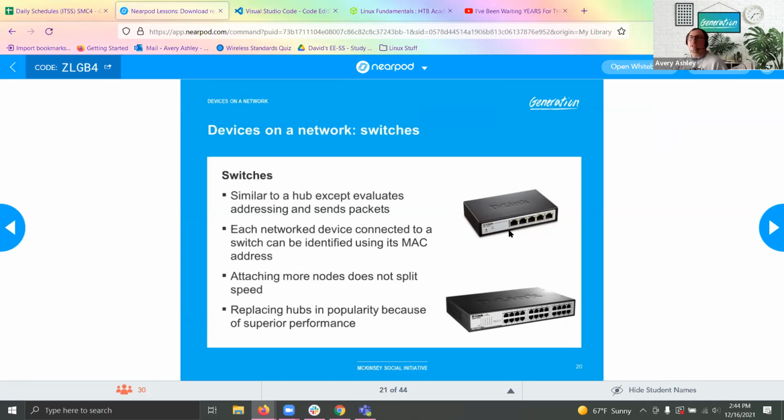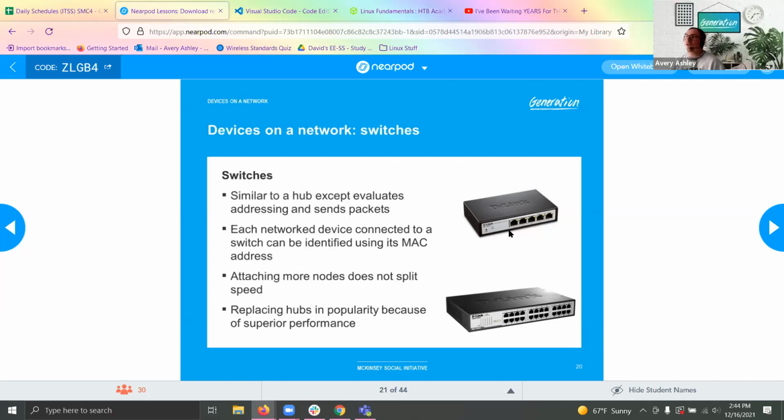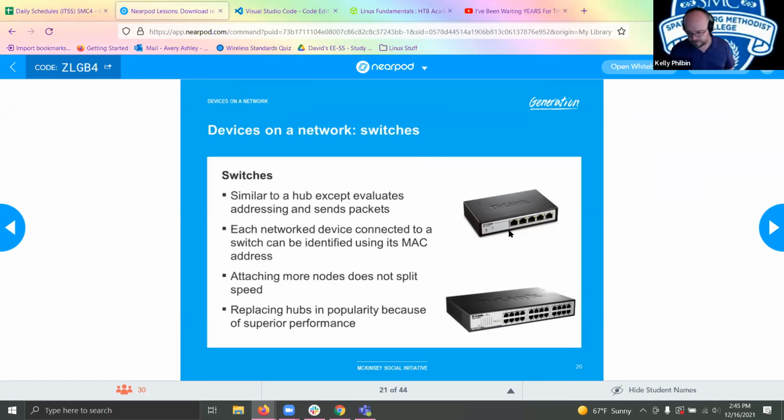Kelly, I think we get into the tabling later, right? A little bit, yeah. So essentially, it keeps track of what devices are on what ports through a table. And once a device is connected to the switch, it'll send like a quick message asking, hey, who are you? And it will add you to the table.